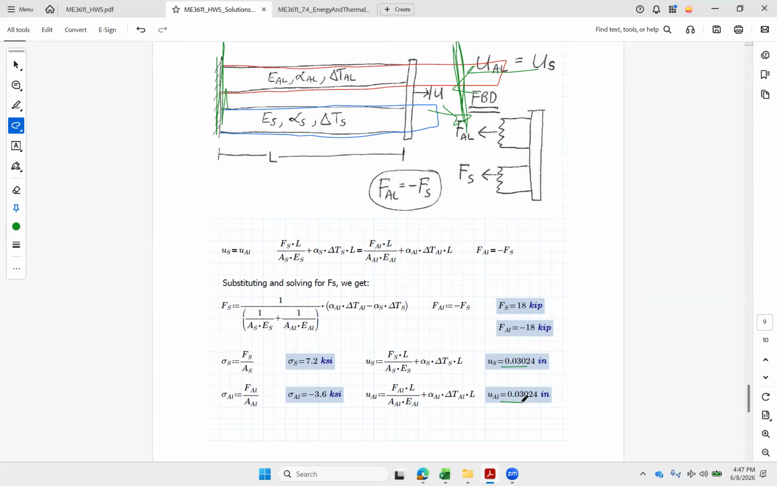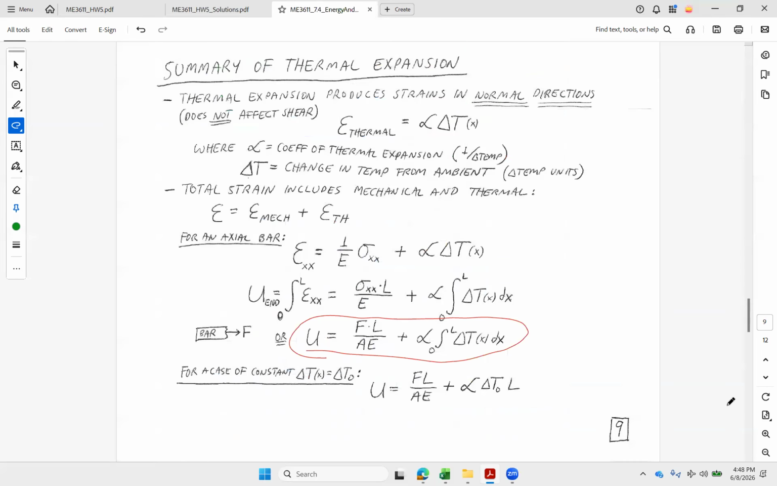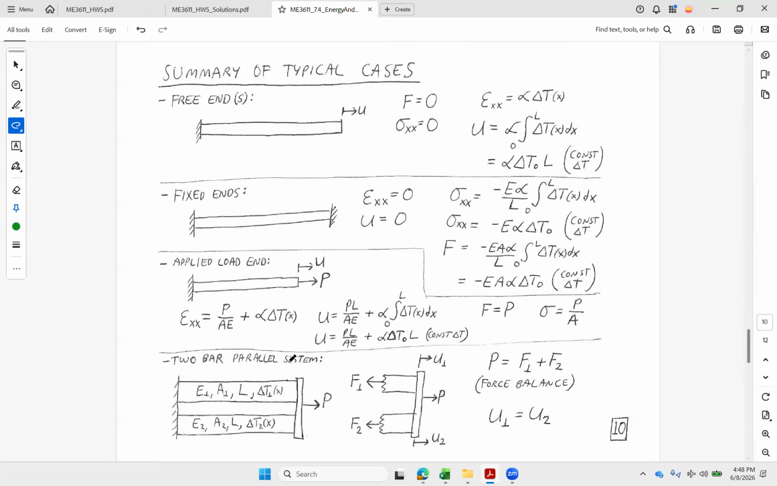So another angle of a two bar, different materials and different delta T for this one. We've got that one covered right here, two-bar parallel setup, no external load. So F1 plus F2 equals 0. And then displacement 1 equals displacement 2.